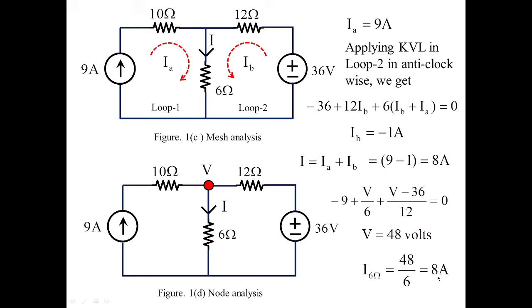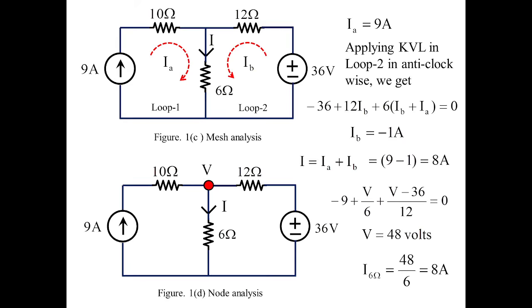So you can see from the results, whether you apply the superposition theorem, or mesh analysis, or node analysis, or any other circuit property, you are supposed to get the same amount of current flowing in that particular branch, or the same voltage across a particular branch which you are going to measure.